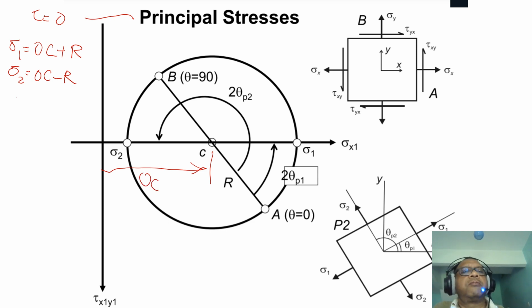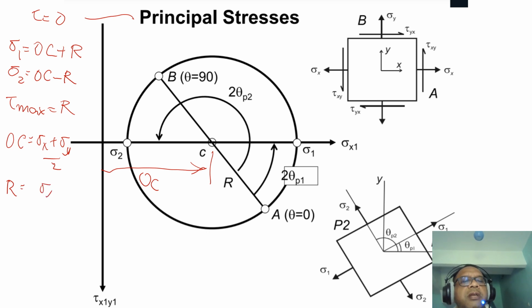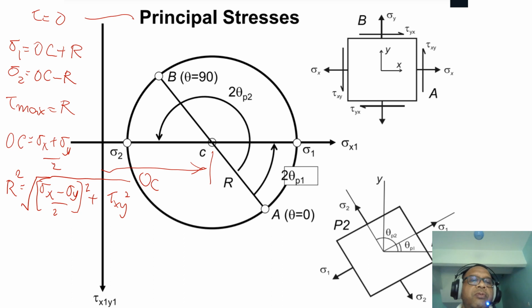So what is tau max? Tau max is also equivalent to R. And how do we get R? By using the previous technique, we can find what OC is and what R is. We know that OC is the average, so sigma x plus sigma y over 2. And then R is equal to the square root of the difference of sigma x minus sigma y over 2 squared plus tau xy squared. Then you can use that Pythagoras theorem to find your value of maximum and minimum stress. And these are called principal stress.